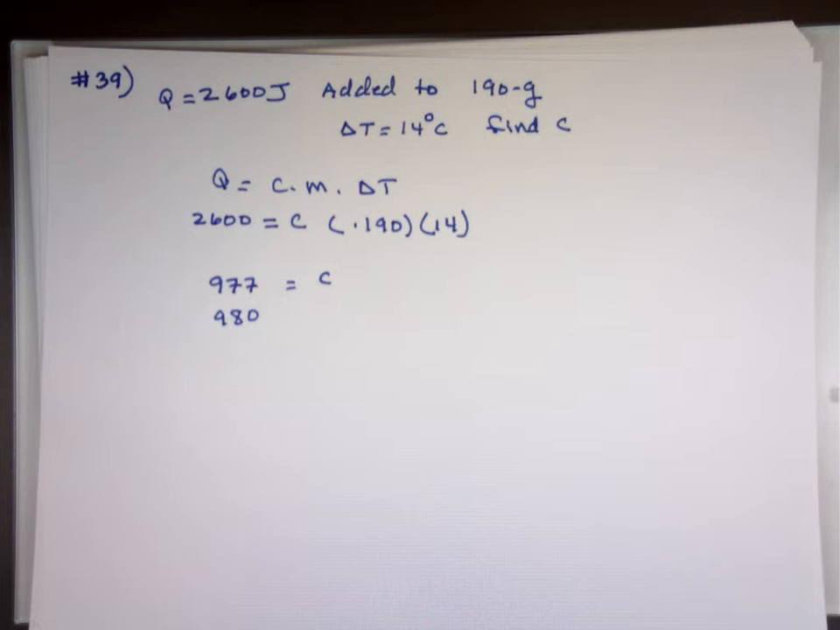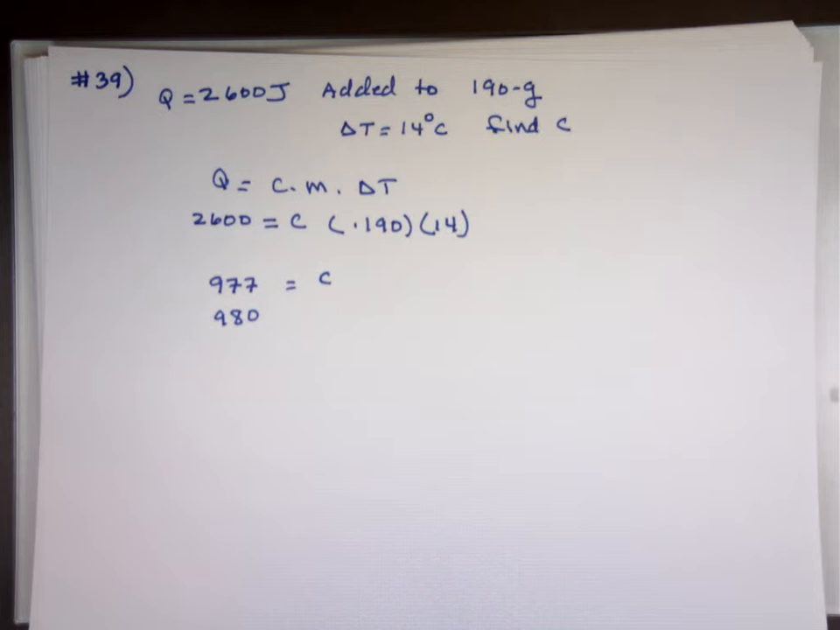2,600 joules added to one. Okay, let me just double check my math. 2,600 divided by 0.19, I think 190 gram, divided by 14, 977. Express your answer using two significant figures. 980. Why does it tell me I'm wrong here? 2,600 joules added to 190 gram object.